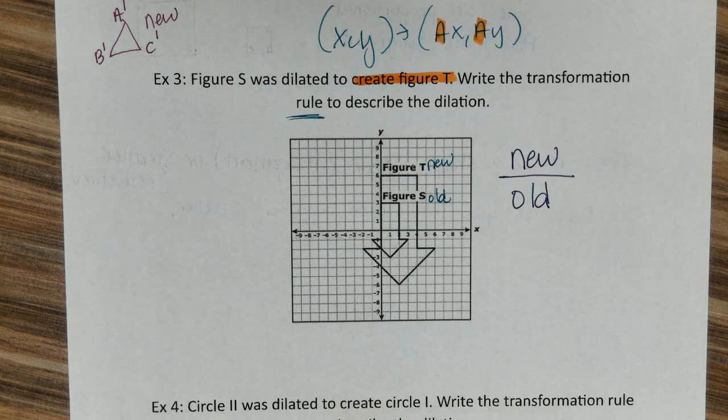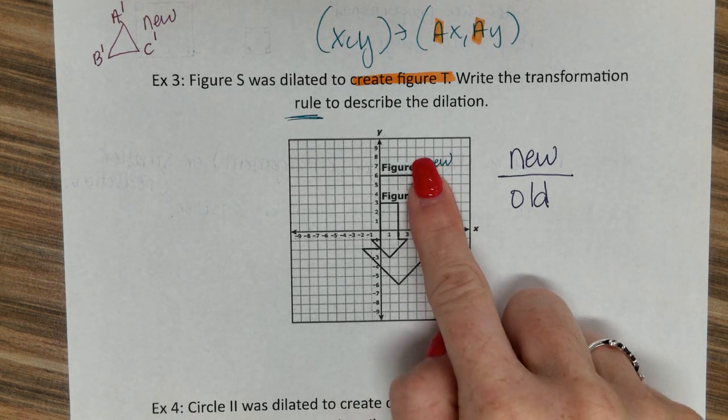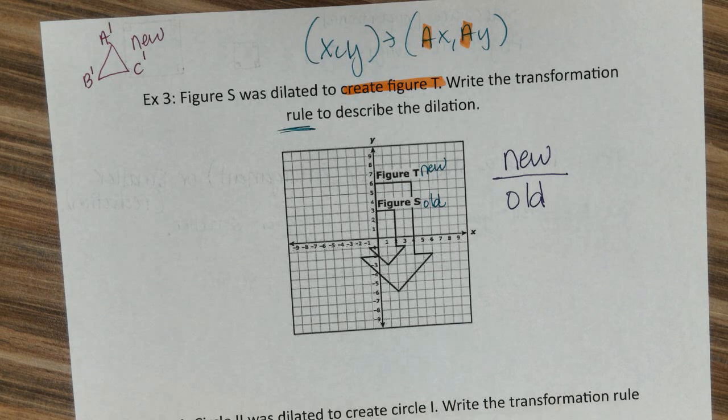Now, you have 2 options. Pay attention. You can choose to count the side lengths of something, because you need 2 numbers. Does everybody agree? I need a number for the new shape. I need a number for the old shape. You can use side lengths, or you can use coordinates, and it will give you the same answer. I'm going to show you both ways.